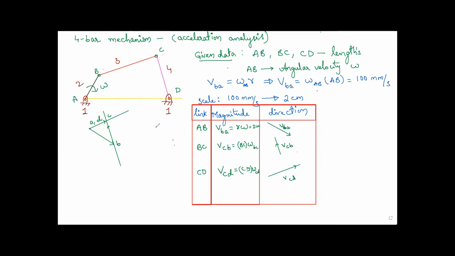Now, how to find out the magnitudes? See, this magnitude is known over here, but here we don't know the magnitude. How to find out the magnitude? Now, I'll write a step-by-step procedure for one of the links. Velocity of C with respect to D: measure CB in velocity diagram.